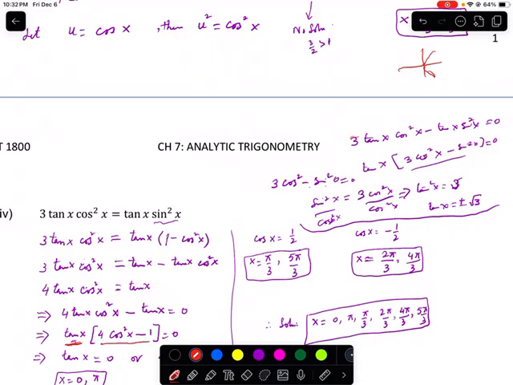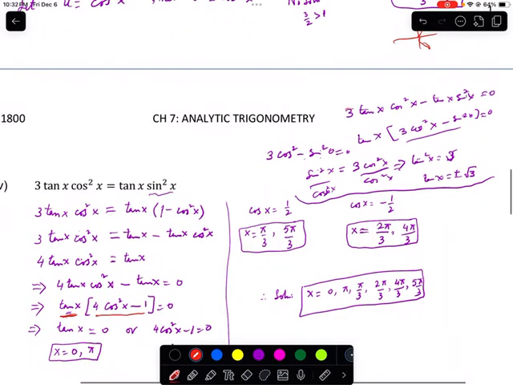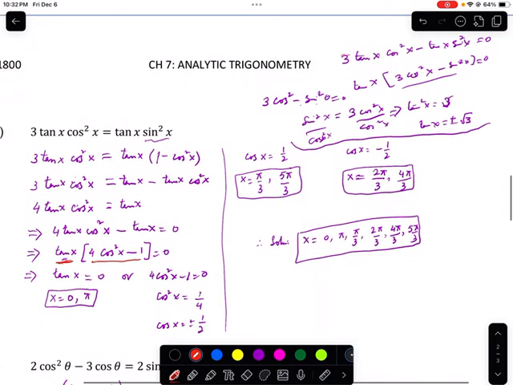minus 1, and then when you set them equal to 0, one is giving you tangent of x is 0 and the other is giving you 4 cosine squared x is equal to 1, or cosine squared x is equal to 1 over 4, and when we take the square root we get plus minus 1/2 on the right hand side. So the tangent of x is equal to 0. When will the tangent be 0? When the sine is 0. Where is sine 0? Over here at 0 and at pi. So you get 0 and pi.